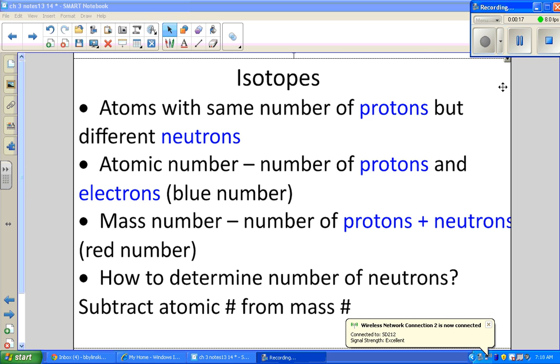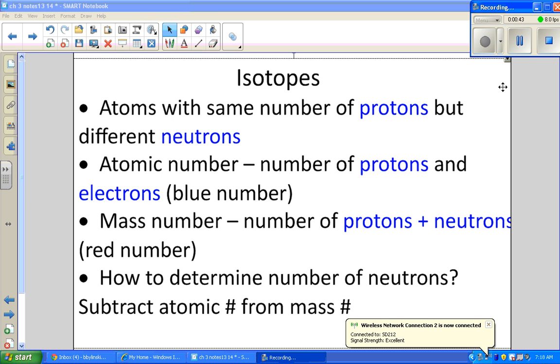So what an isotope is, they are atoms that have the same number of protons but different number of neutrons. So P plus stays the same, but N neutral does not, so that is the difference. So you have, say, the element carbon, you'll have carbon and then maybe carbon-14, which is radioactive carbon. So both are carbon, but just in different forms.